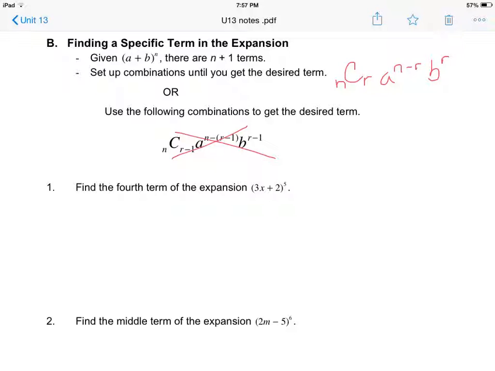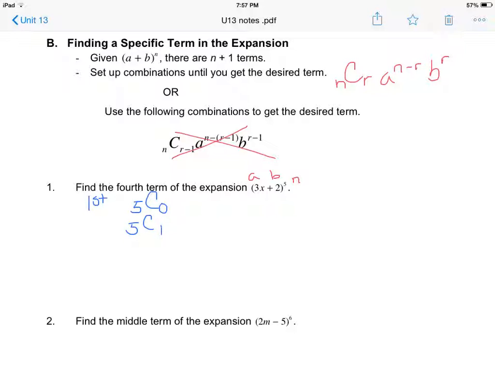So looking at that binomial, 3x is my a, 2 is my b, and 5 is my n. I need the fourth term, so I'm not going to do every one. And just like we saw the last time, we've got to do a combination until my n and my r meet. So it would be a combination of 5, 0. That would be my first term. I don't want the first term, I want the fourth term.